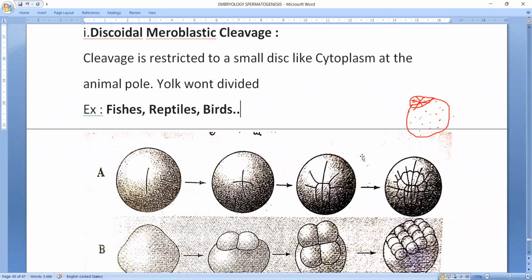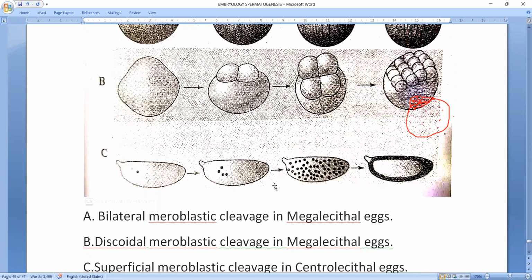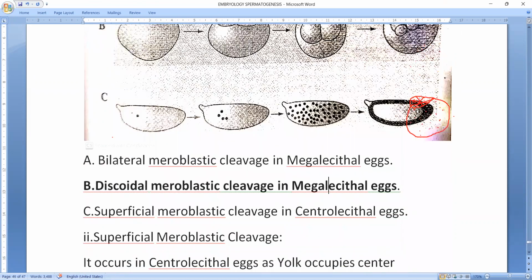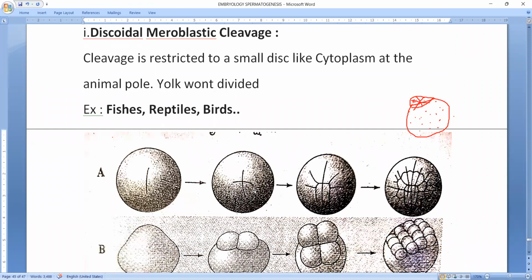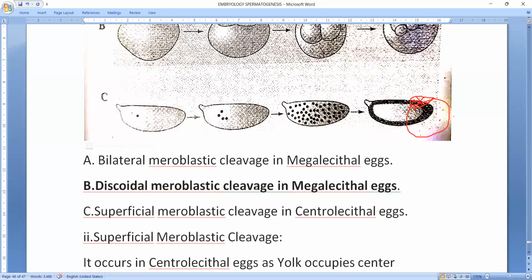So that is a discoidal type of cleavage. B is discoidal meroblastic cleavage in megalecithal eggs. So this is the discoidal type of cleavage. So the second one is discoidal.